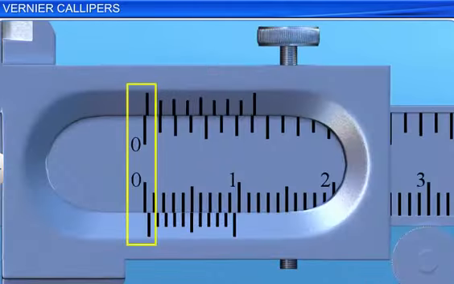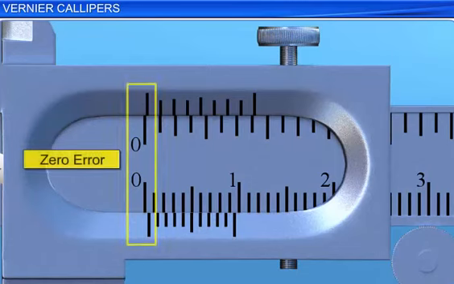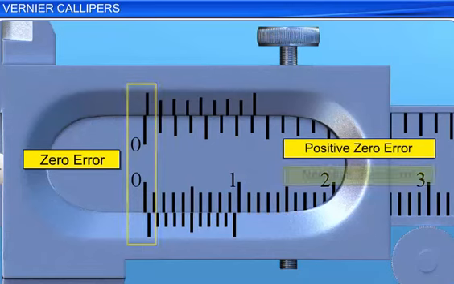If the 0 on the main scale does not coincide with the 0 on the vernier scale, then the vernier calipers is said to have zero error. There are two types of zero errors. They are positive zero error and negative zero error.